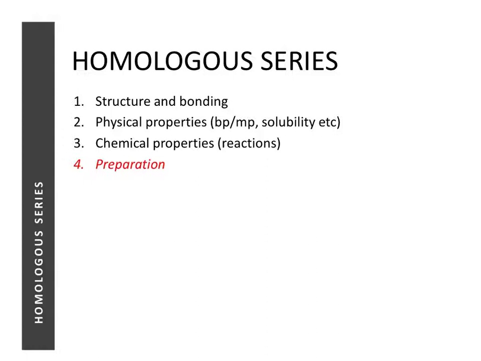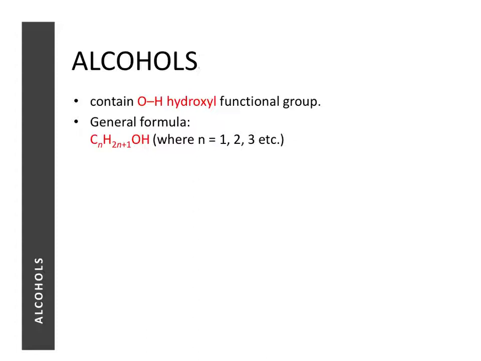Now we have learned that members of the alcohol family contain a feature, which is the OH group, or the hydroxyl group. In other words, the members of the alcohol homologous series have the hydroxyl functional group. Now instead of asking you to derive the general formula, I give it to you. The general formula of alcohols is CnH2n+1OH.